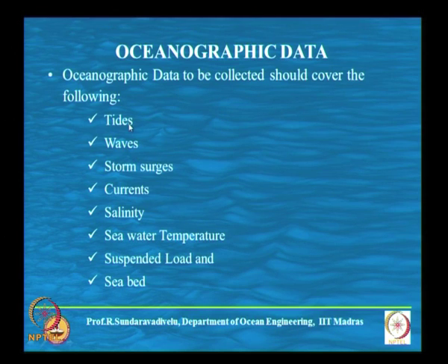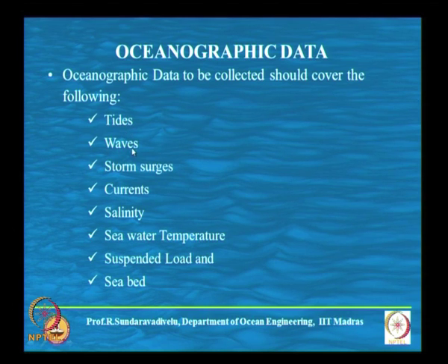Tide is the variation of water level. It is caused by the attraction between sun, moon and earth. We typically have two high tides and two low tides in a day. We should know the tidal range. In Chennai it may be around 0.6 to 0.8 meters. In Kandla it will be about 4 to 5 meters. So for that reason we should find out the tidal range.